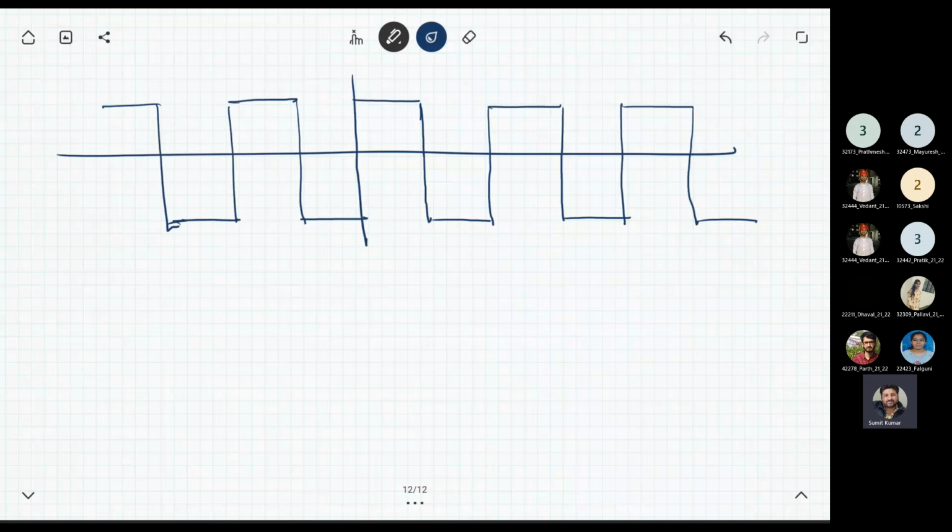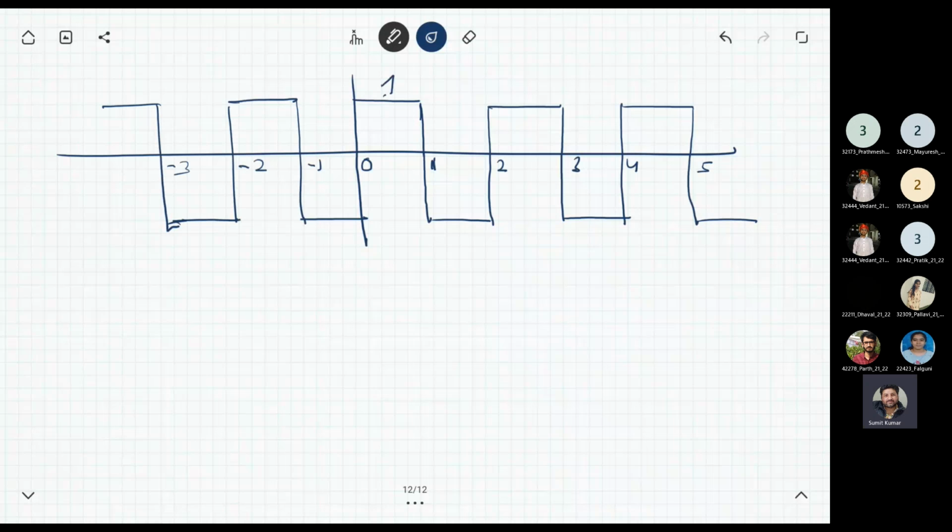And let me give you these values. Let's say this is 0, this is 1, this is 2, this is 3, 4, 5. This is minus 1, minus 2, minus 3, and so on. This value here is 1, this value here is minus 1, and again 1 and here minus 1. This is again minus 1, this is 1, this is minus 1, this is 1. So I hope that this signal is clear to all of you, right? Now give me the value of a naught, an, and bn.